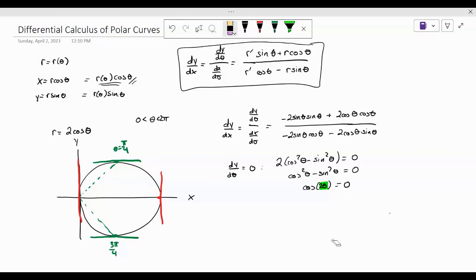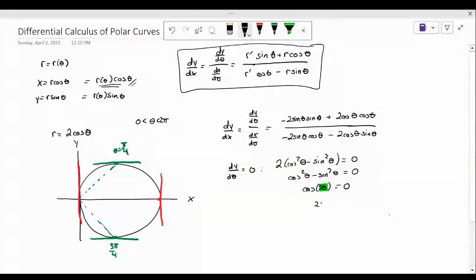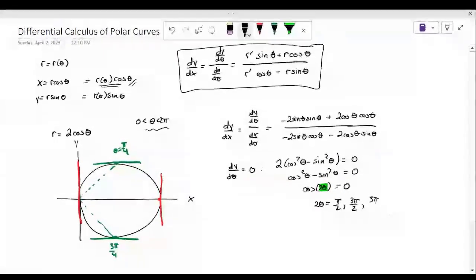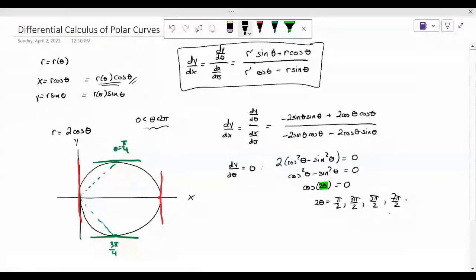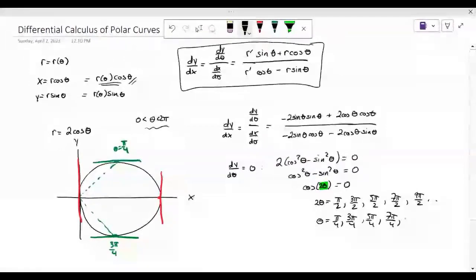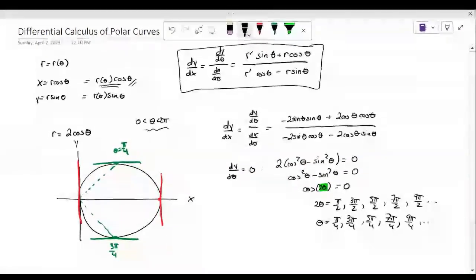All right, so let's start that over again. Cosine is 0 whenever the argument is, let's just list a few, pi over 2, 3 pi over 2, and so on and so forth. And because we're looking at the interval from 0 to 2 pi, that's probably too good already, right? It's beyond 2 pi. And then we divide by 2 to solve for theta. So it looks like quarters of pi.